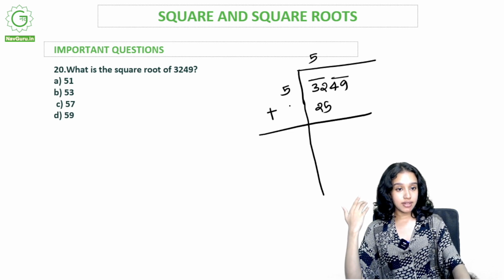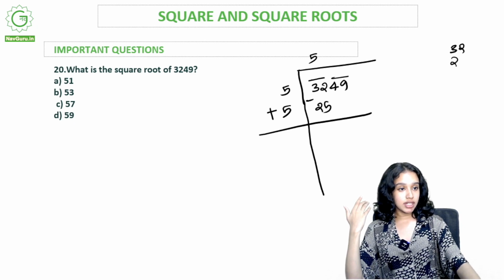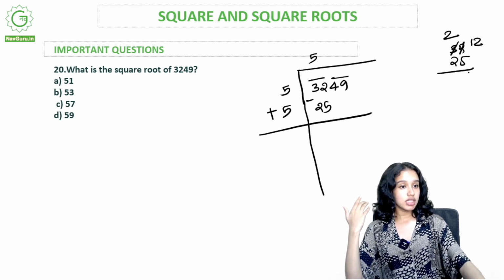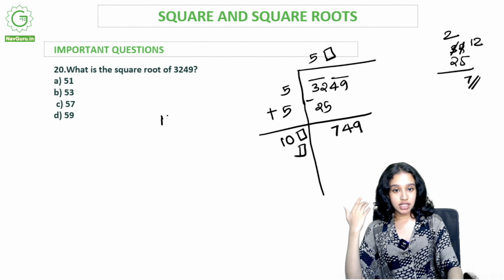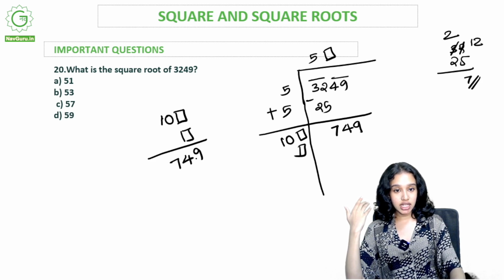So we add 5 here, we subtract 25 from here. So what is 32 minus 25? This becomes 12 and becomes 2. So this is 7. So 7, 10, there's a blank. This number comes down and here's a blank. So we should get 10 into some number into the same number should give 749.